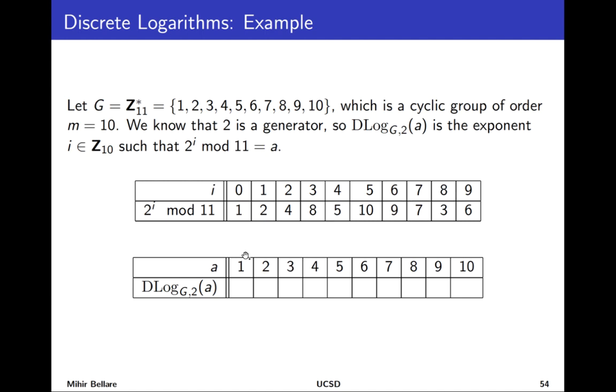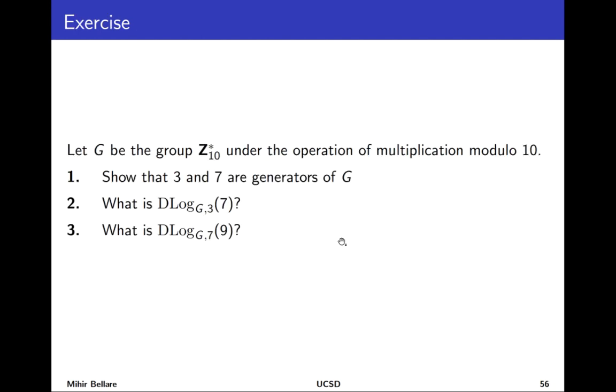More generally, it simply says that this table is this table backwards. So I can fill in the entries of this table by just taking the ones here and reading backwards. 3 corresponds to 8 as we saw. For 4, I look for 4 in this bottom list, find it here, so the discrete log is 2. For 5, find it here, its discrete log is 4, and so on. Here's a little exercise about that. So we'll have a group, again, Z star 10, and you're supposed to find some generators, discrete logs, and stuff like that.